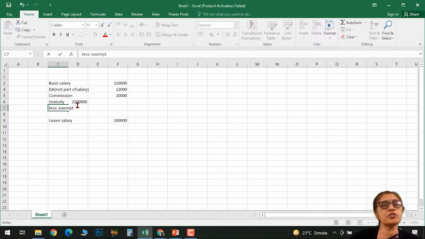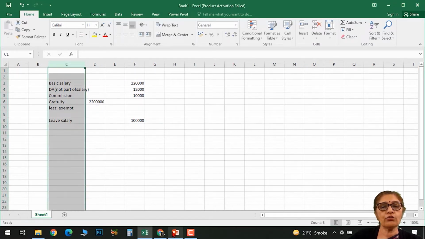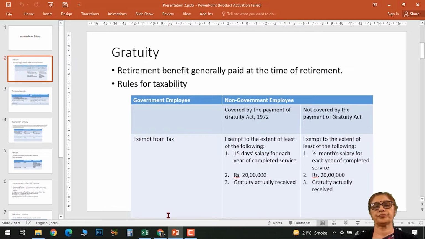To find out this amount of gratuity exempt from tax, we need to follow certain rules, which are different for government employees and non-government employees. For a government employee, similar to what we did in case of leave salary, it is exempt from tax, and so is it exempt from tax for gratuity. So a government employee does not have to pay tax on the amount of gratuity, 22 lakhs, that he is receiving at the time of retirement.